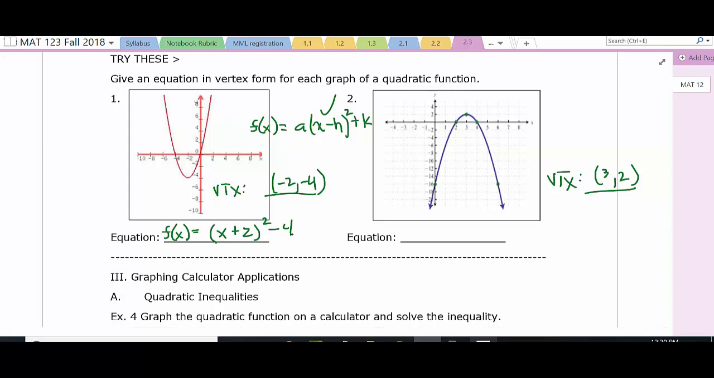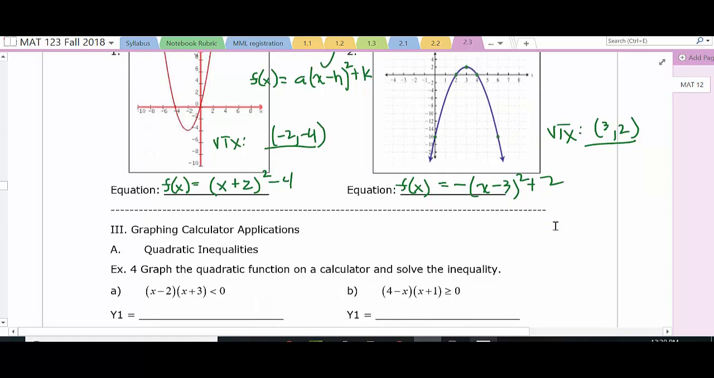Anybody tell me what you got on the next one, please? Go ahead. I got f of x equals negative parentheses x minus 3 squared plus 2. Okay, good. So you got to put that negative in there. So that would be f of x equals minus x minus 3 squared plus 2. That's it. The minus minus thing you got to be kind of careful about. Some of you might not have caught that.